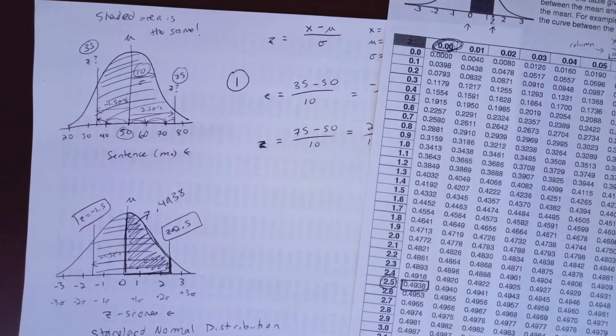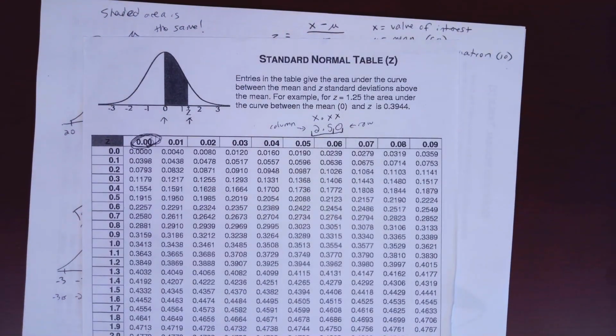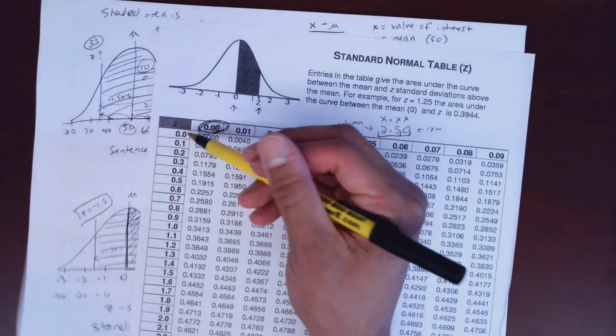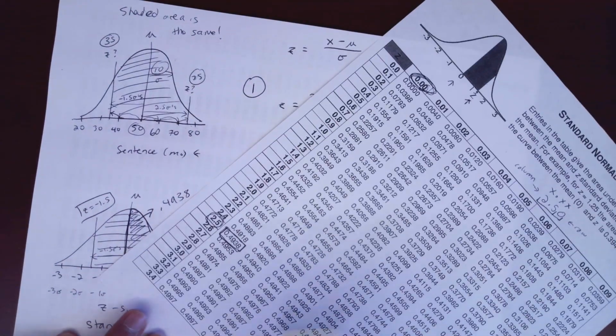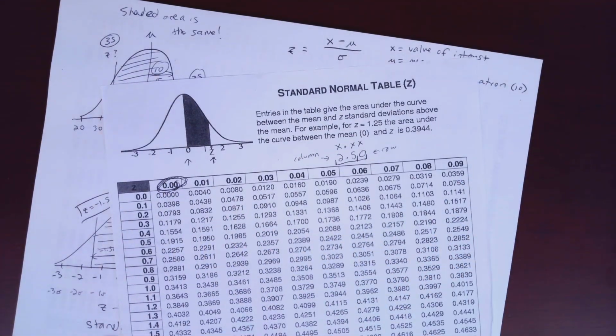In other words, 49.38% of the area under the curve can be found between 0 and a z-score of 2.5 going in a positive direction. But how about this other one? We don't have any negative z-scores on this table. As you can see, we start at 0 and we go to about 3.4 here. We start at 0 and we go to 0.9.